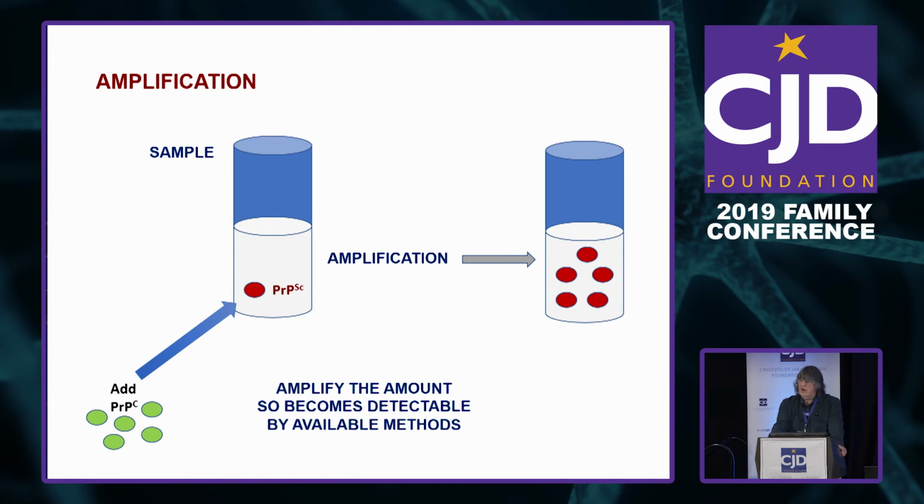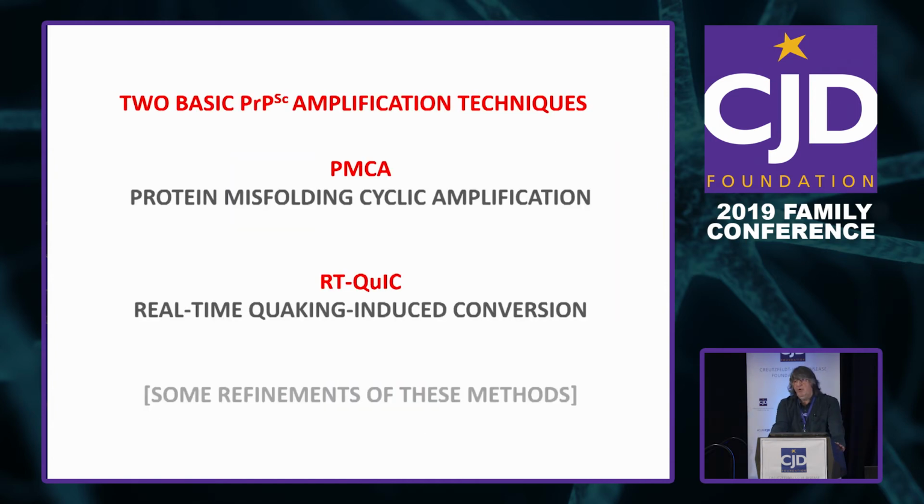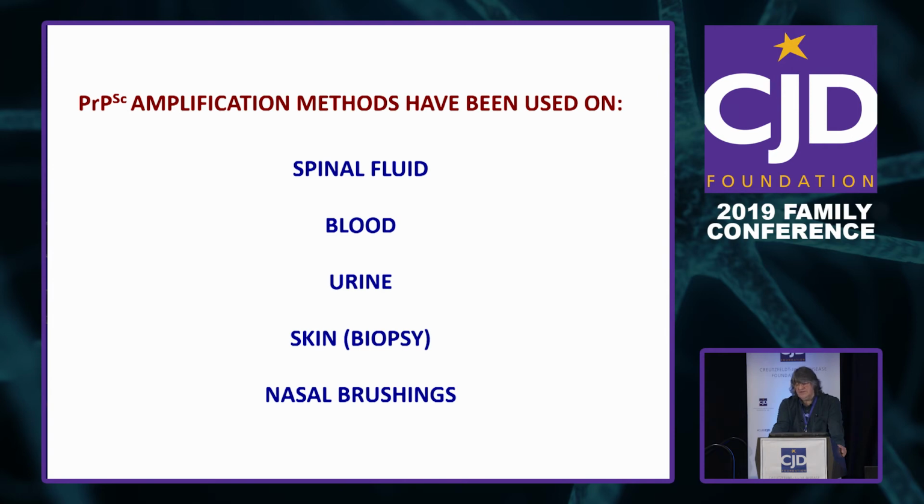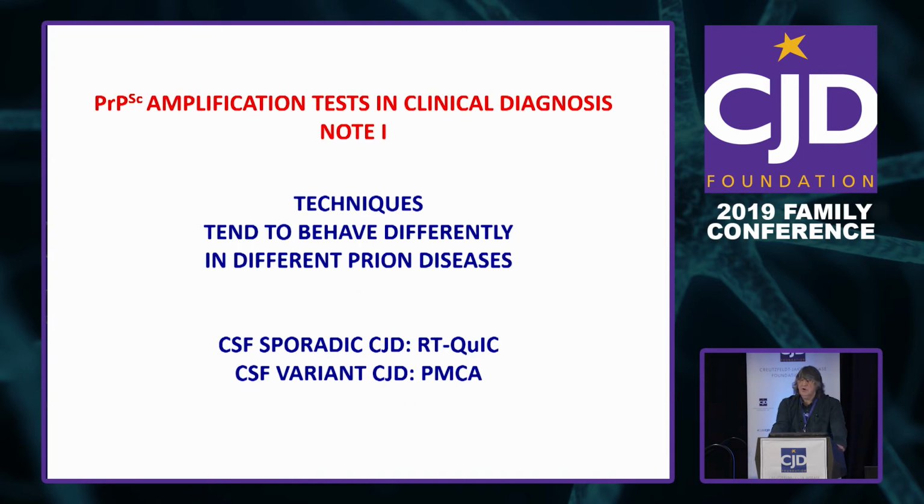And at a very simple level, you have a sample with a small amount of PrPSc in it. You can't detect it. You add some form of PrPC, you do very clever things, and the PrPSc converts the normal PrPC into abnormal PrPSc, and then it's there in amounts you can detect. Very broadly and simply, there are 2 basic techniques that have been used, PMCA and RT-QuIC. There are refinements of these methods, and things will go further, and we may hear more about that at the meeting. But these are the 2 essential historical techniques. And they've been used on all sorts of tissues, spinal fluid, blood, urine, skin biopsy, nasal brushings. And I have to make some cautious notes.